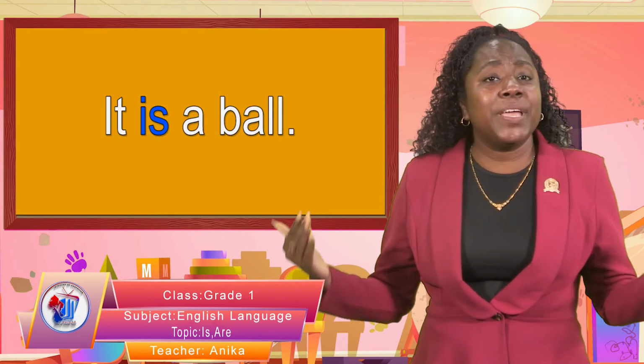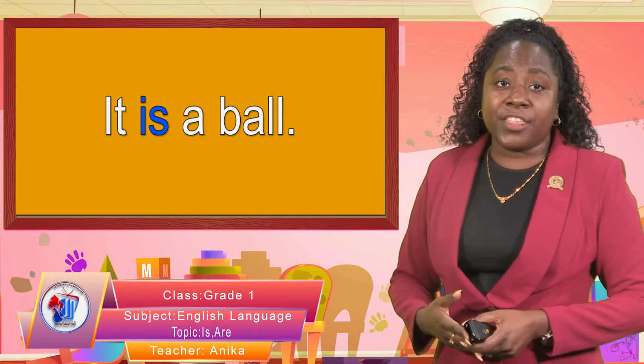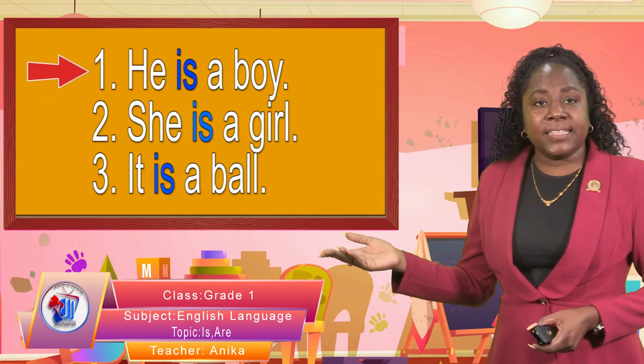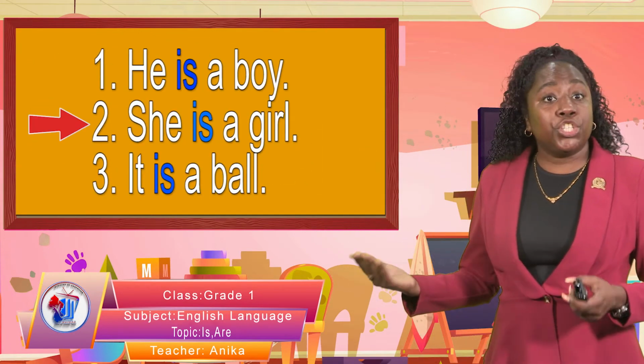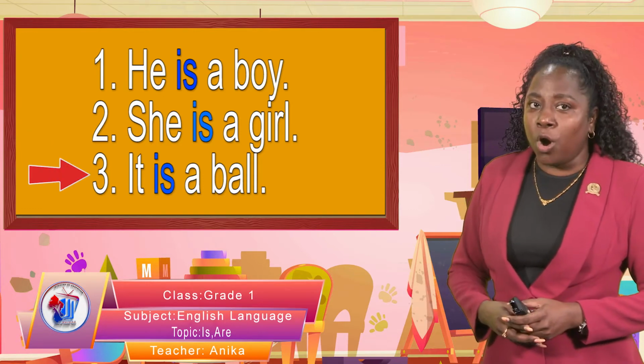Is. See how easy this is? Let's read the sentences together. He is a boy. She is a girl. It is a ball.